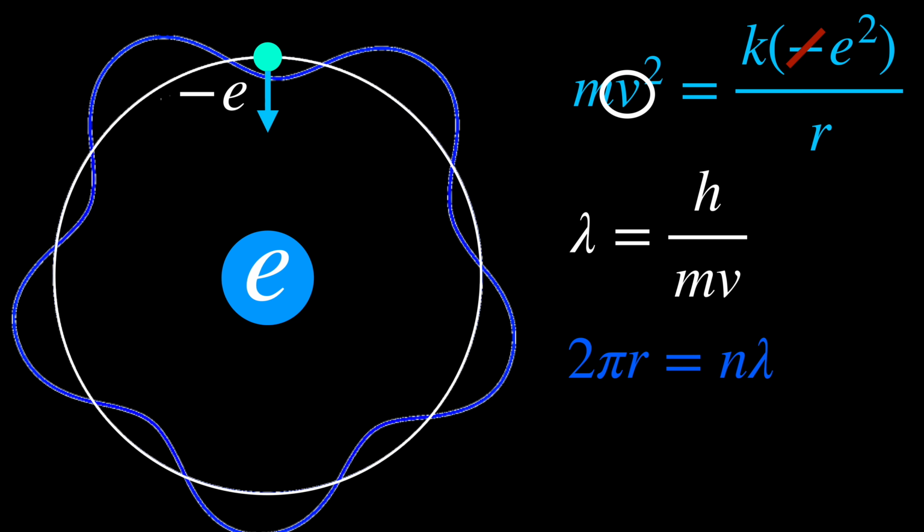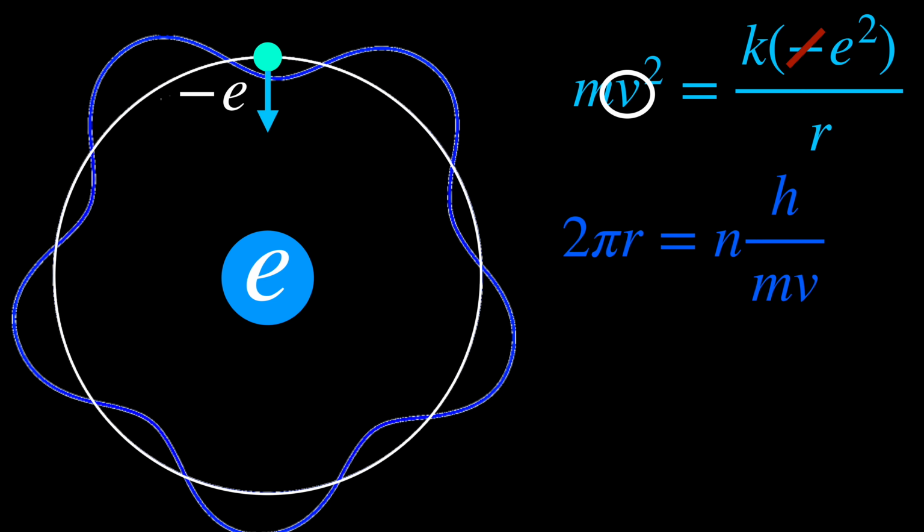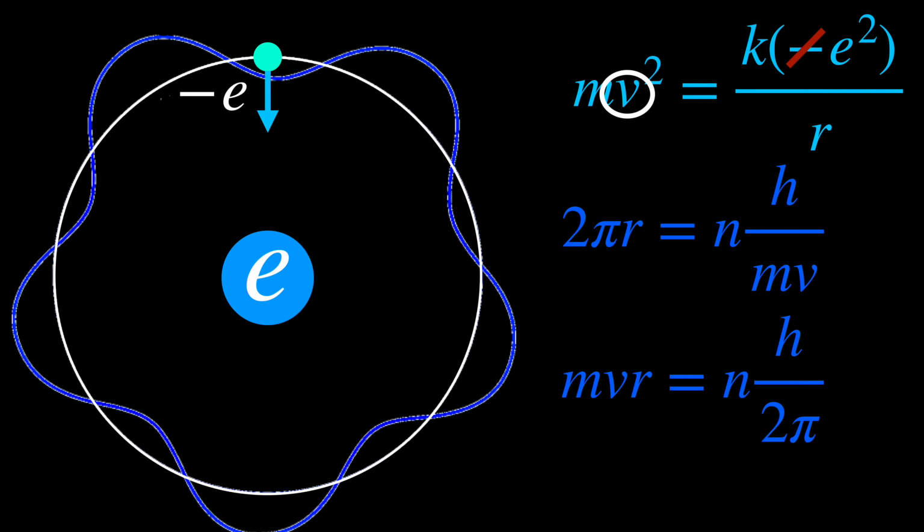Then we can just substitute in the expression for the de Broglie wavelength into lambda, and rearrange for the angular momentum mvr by multiplying by mv on both sides, and dividing by 2 pi. Look at that. Out of de Broglie's assumption of matter waves comes Bohr's postulate of quantized angular momentum.